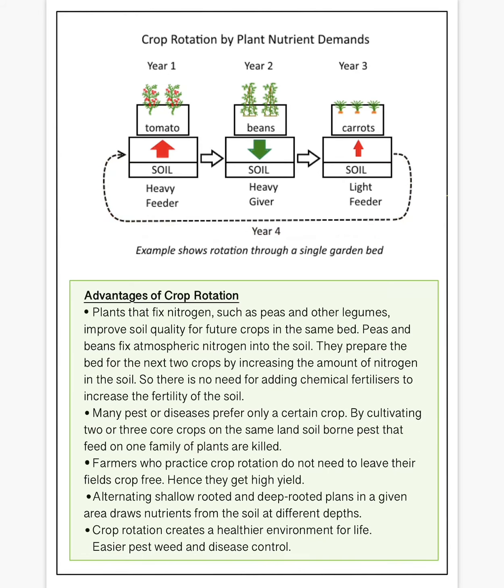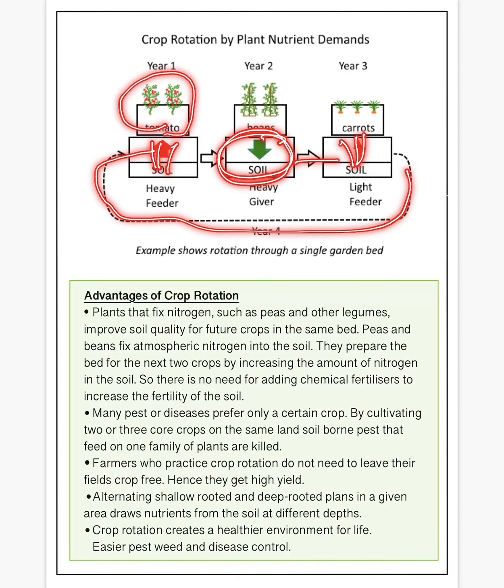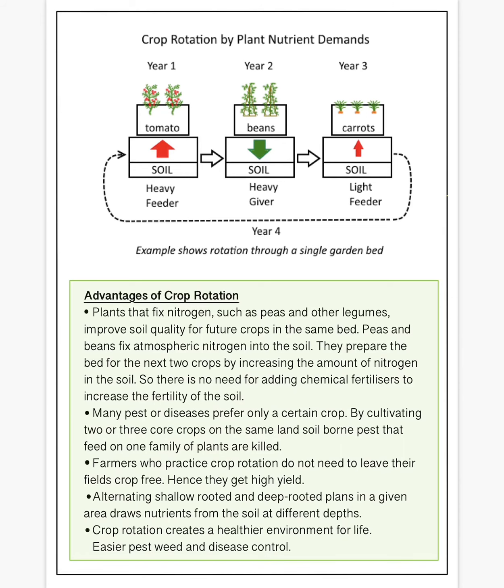Okay. So this is called crop rotation. Heavy feeder means this takes lots of nutrients. Light feeder means it takes only little. So by this time the soil is very fertile. When you grow carrots, it takes a little of the nutrients. With the rest of the nutrients we can grow tomato, that will grow into a bigger plant. So I hope you have understood crop rotation.